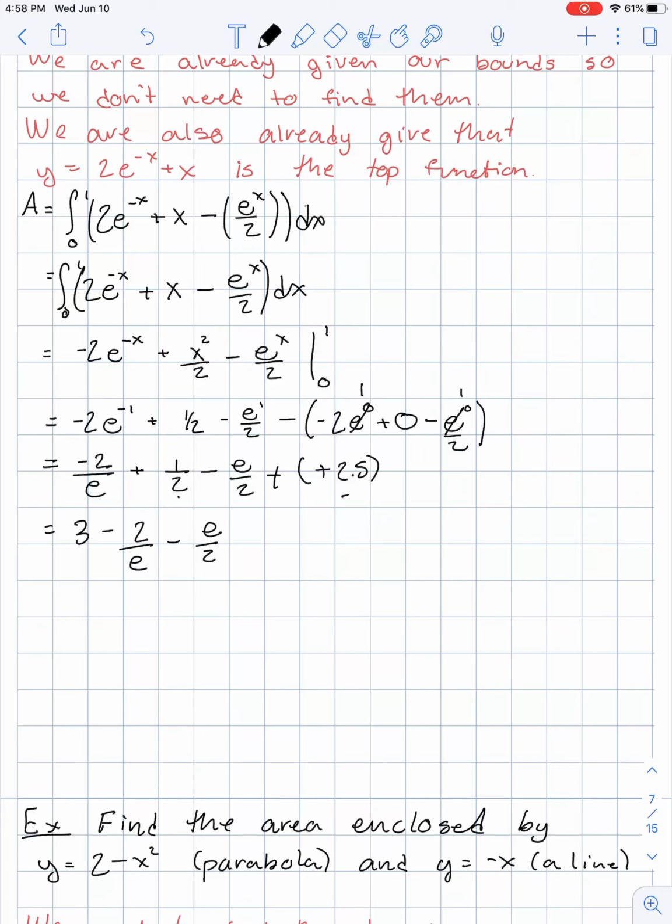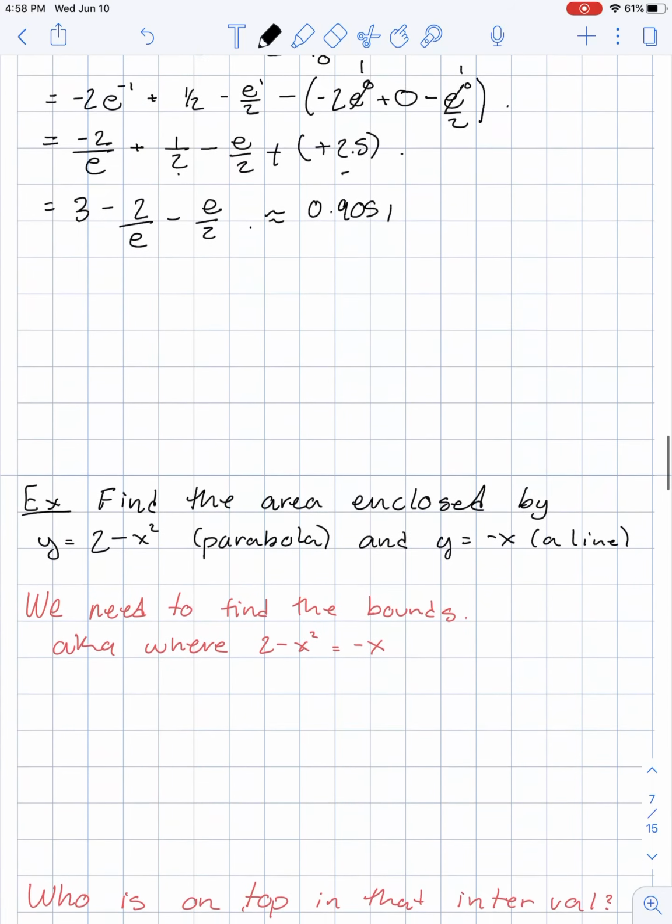All right. You could have just stopped here if you wanted to, or here. I just like to simplify it as much as possible. And if you were curious, this is about 0.9051. All right. So other times we're not going to be so lucky to be given who's on top and our bounds.